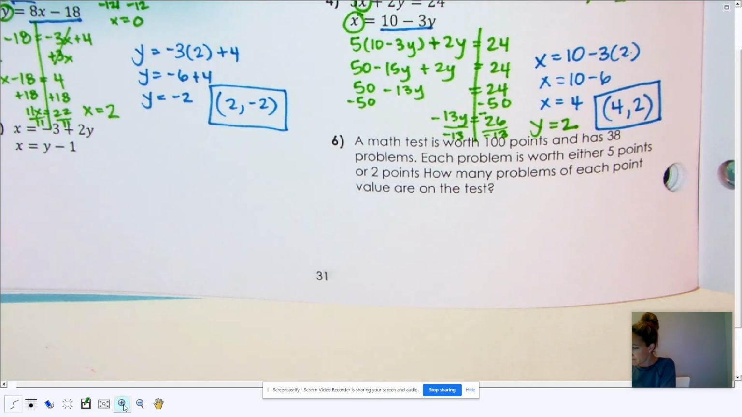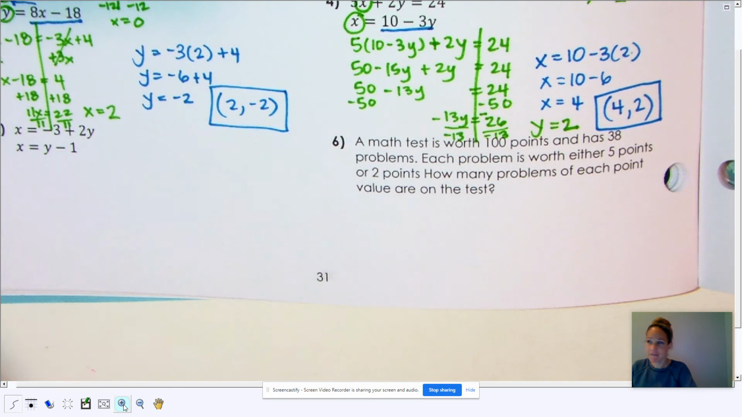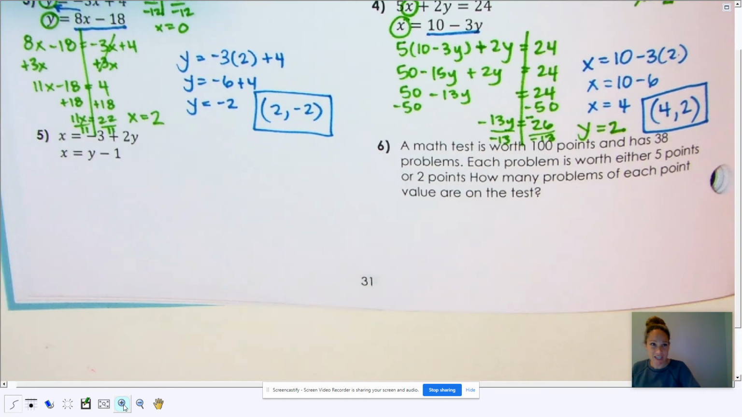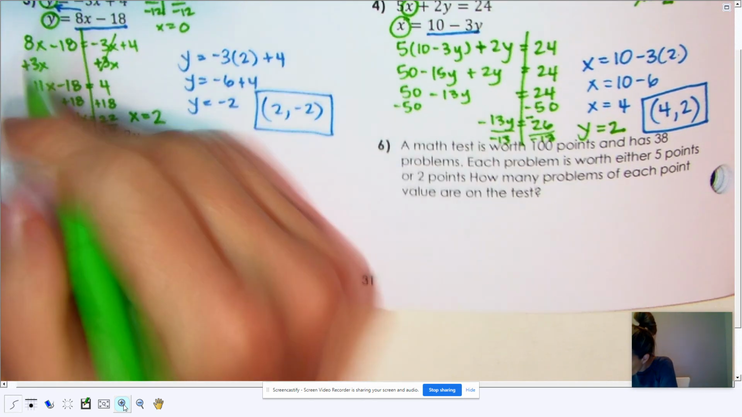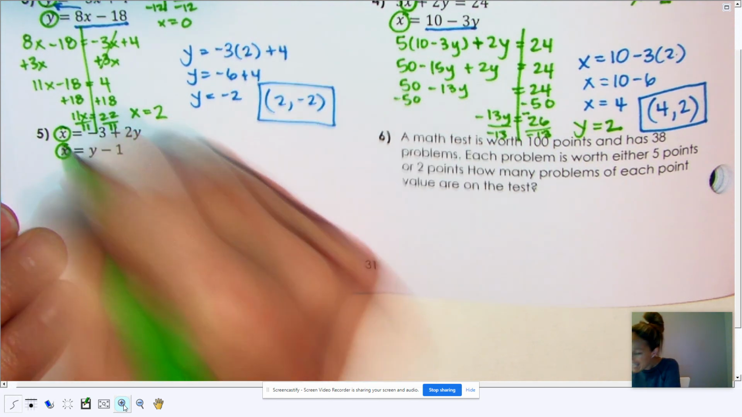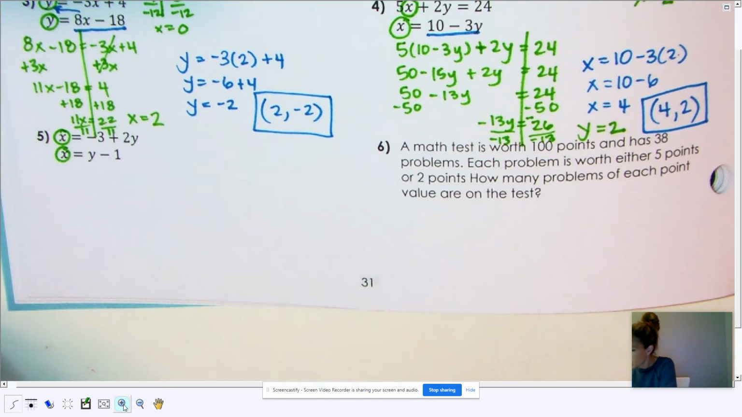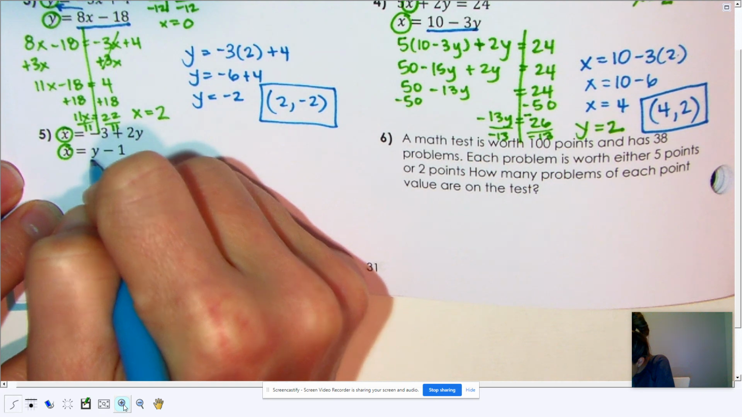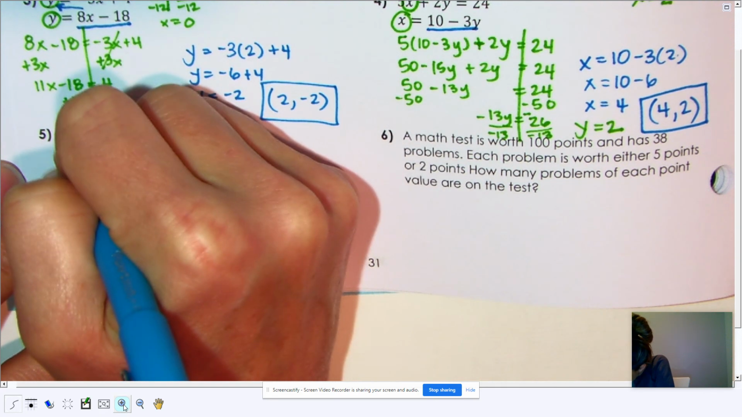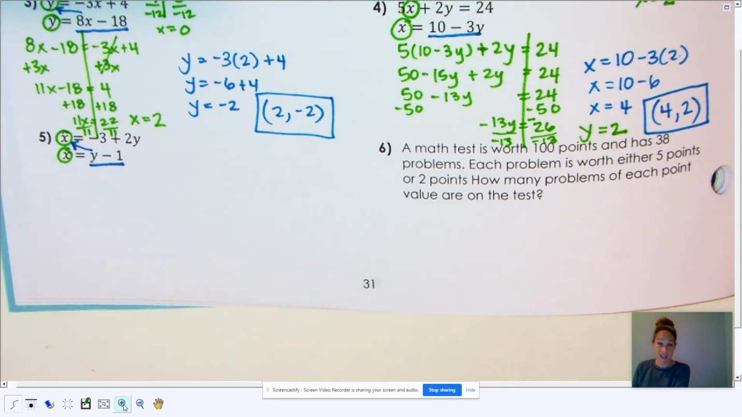Okay, look at this one, number 5. Let me scoot it over there for you so you can actually see it. Look what we have. We have both of the x's solved. So what we're going to do is take what x is equal to and go boop, plug it in right there.